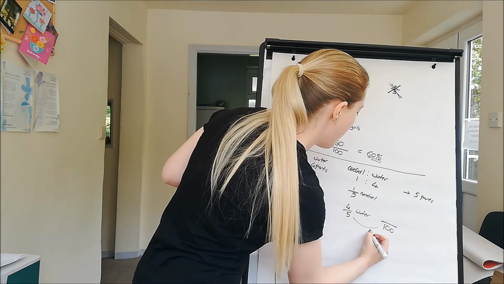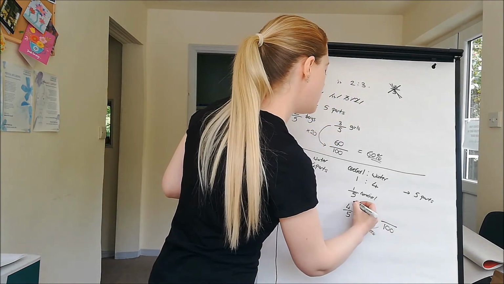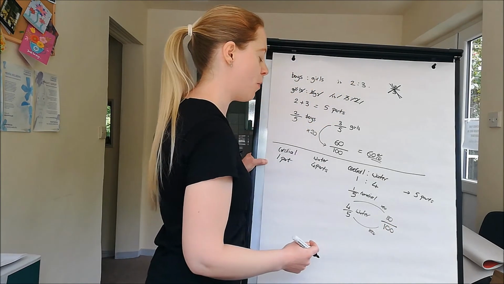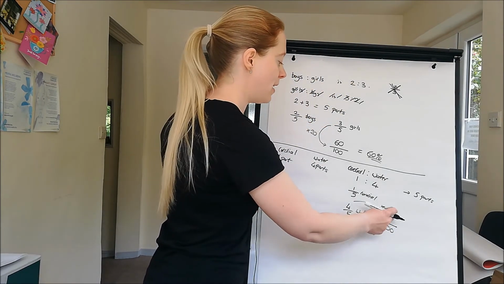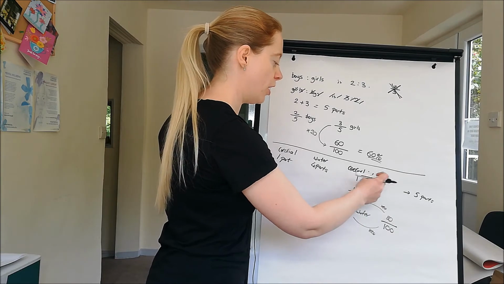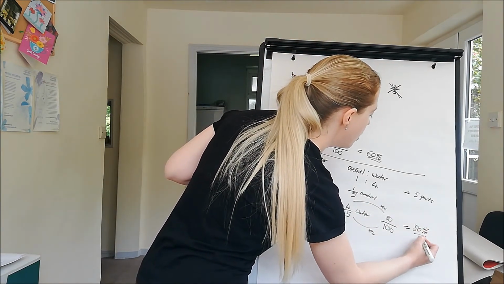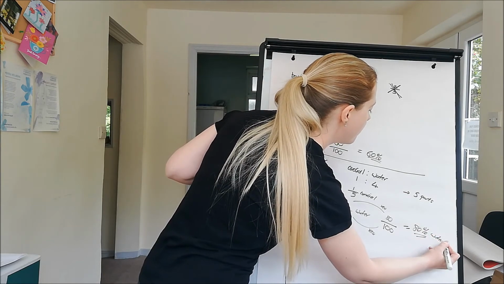We can times 5 by 20 to get to 100. So we'll times the 4 by 20 as well to give 80 out of 100. So 80 out of 100 parts are water, which means that 80% of the overall mixture will be water.